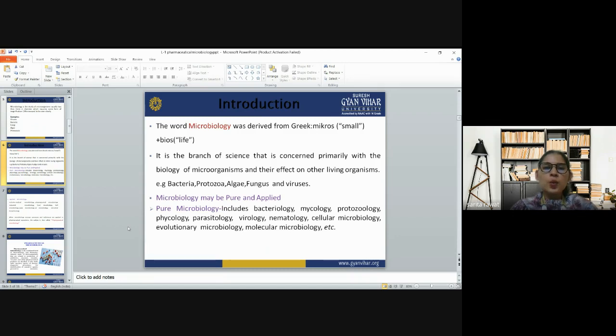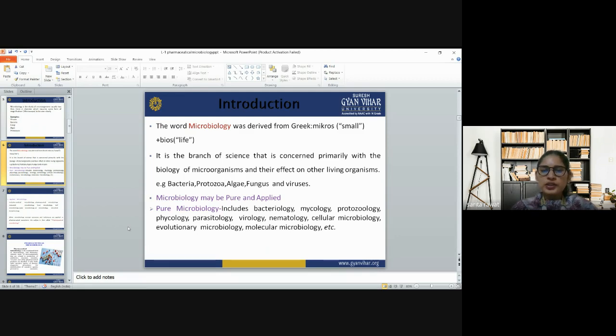The word microbiology was derived from the Greek words mikros, which means very small, and bios, which means life. So it means small life, to study the life of small organisms. It is the branch of science connected primarily with the biology of microorganisms and their effect on living organisms, for example bacteria, protozoa, algae, fungi, and viruses. So microbiology may be pure and applied.